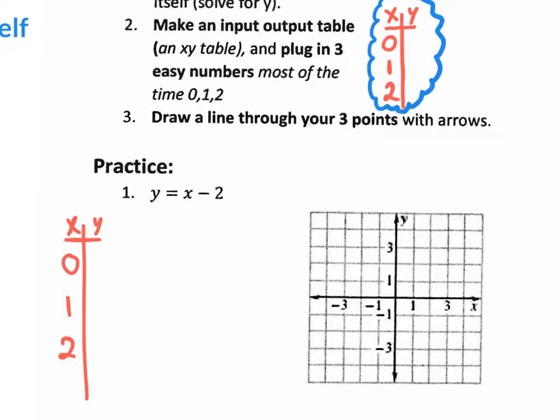Now, you could show your work and say, okay, 0 take away 2. What do I get when I do 0 take away 2? You get negative 2 as an answer. Okay, so when I plug in 0, I get out a negative 2. And this is an actual coordinate, guys. You could actually graph 0 on the x, negative 2 on the y, and put a dot right there.